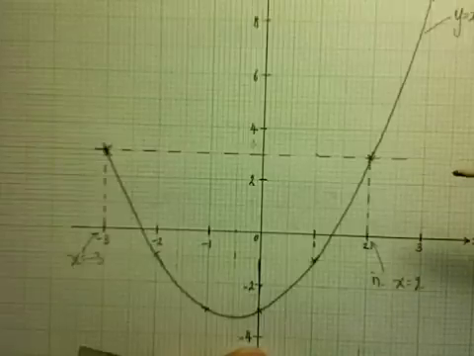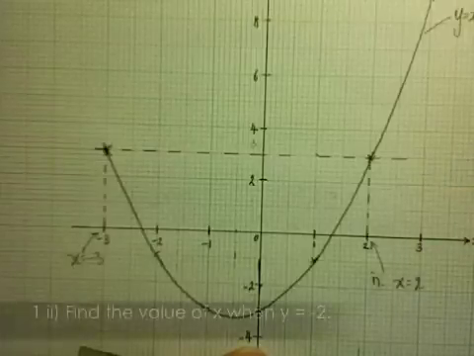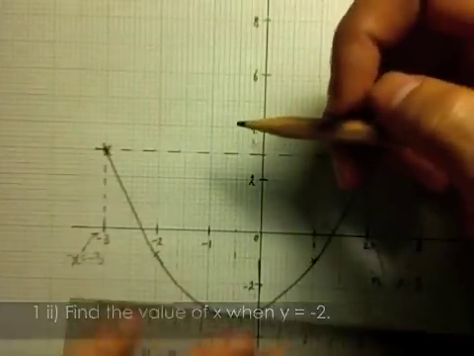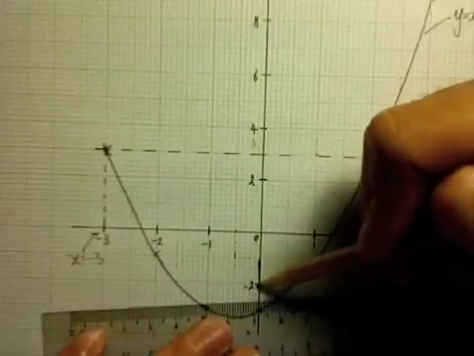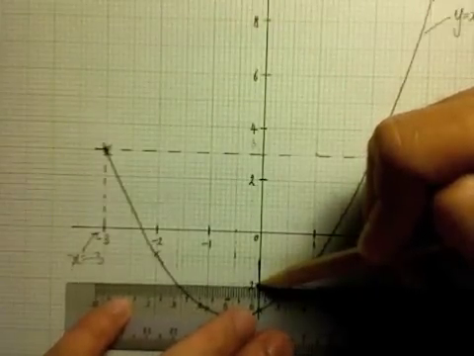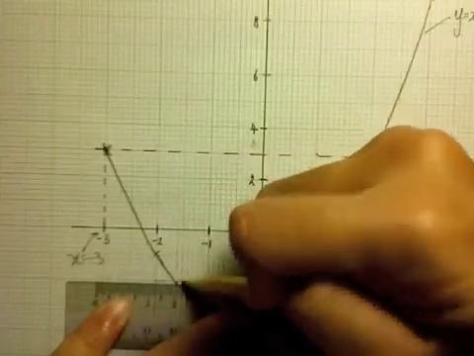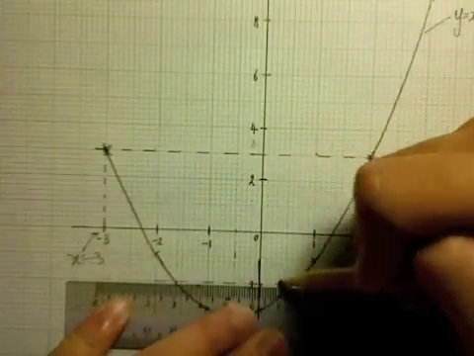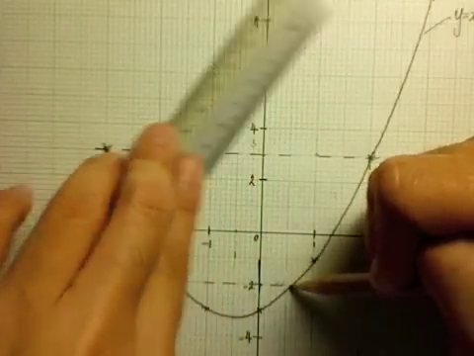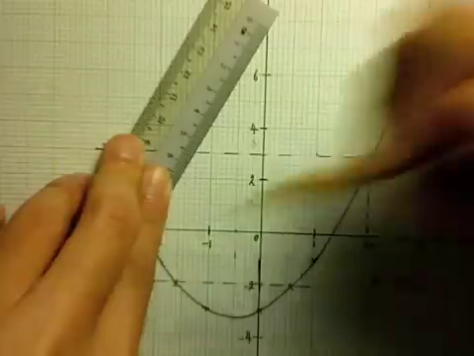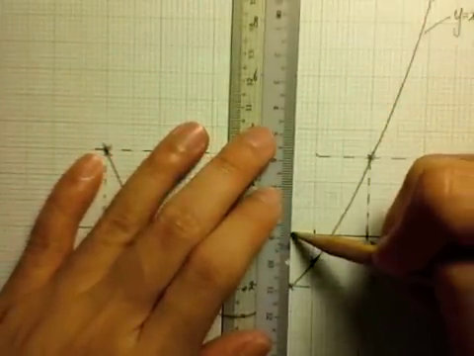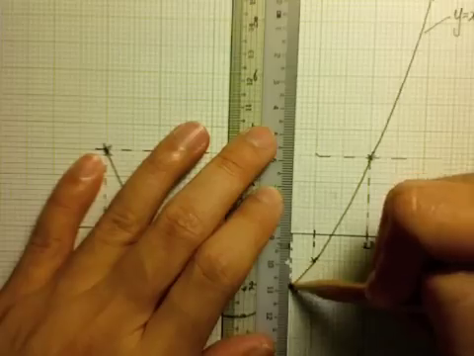Now let's take a look at question 1 part 2. Now they want us to find the value of x when y equals -2. First of all, y equals -2, and we draw a horizontal line across. Second, we find the intersection points, which are here and here. After that, we will draw a vertical line upwards.